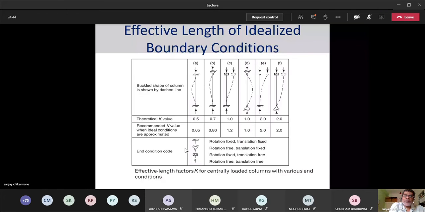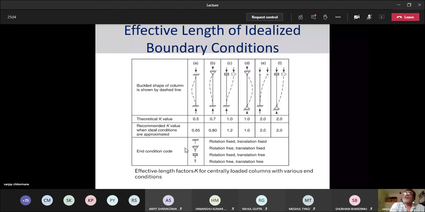And how will we figure out that it is L by 2? Again, let's take a look at the distance between the points of zero slope. Here you will see that the difference between points of zero slope, if you've got a perfectly restrained curve, is going to be L by 2.